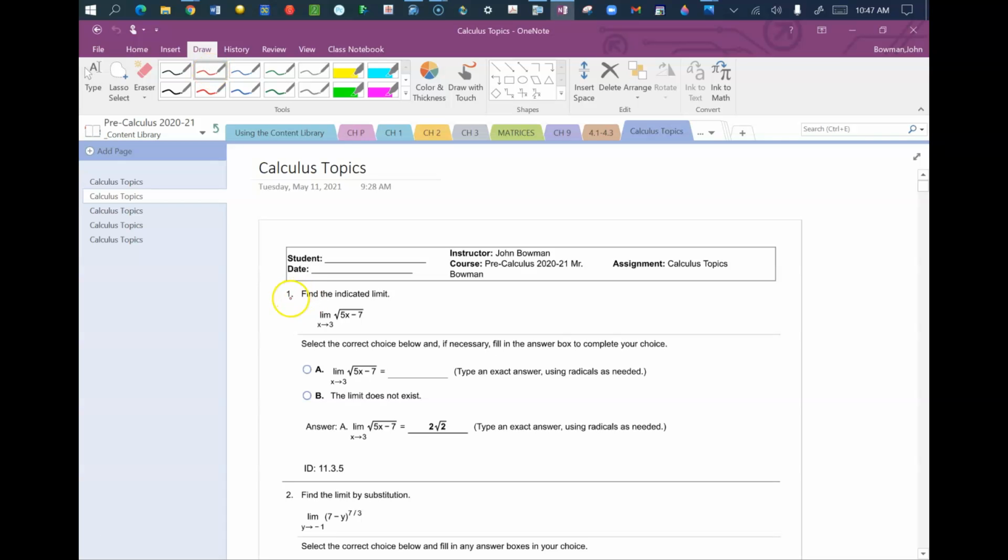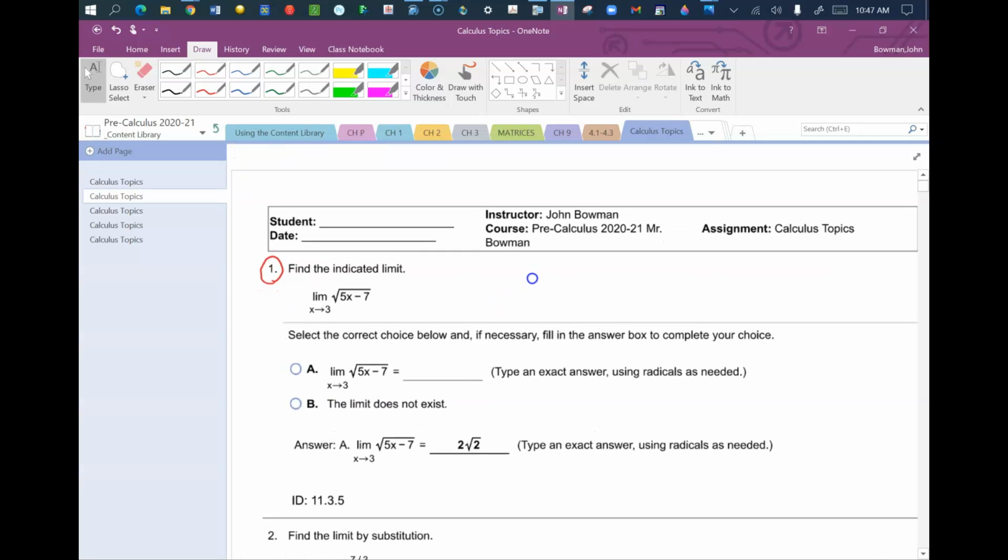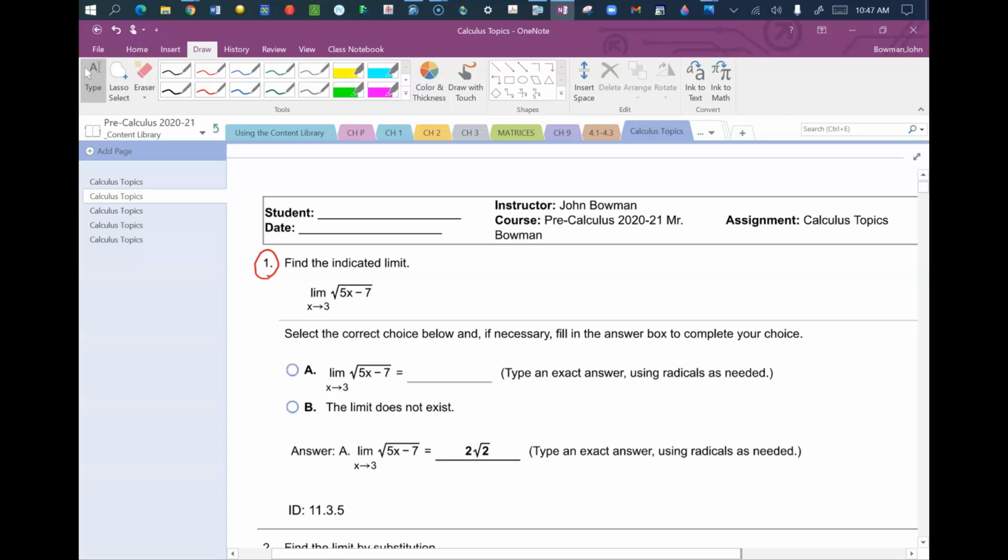The first one we're going to do is problem number 1, and it's a problem that says find the indicated limits. Now there are lots of ways that you can approach finding limits. You can find them graphically, you can find them algebraically, you can find them numerically. But if you have a situation like this, before you do anything else, you should always try substitution. Because if you can find the limit by substitution, you're done.